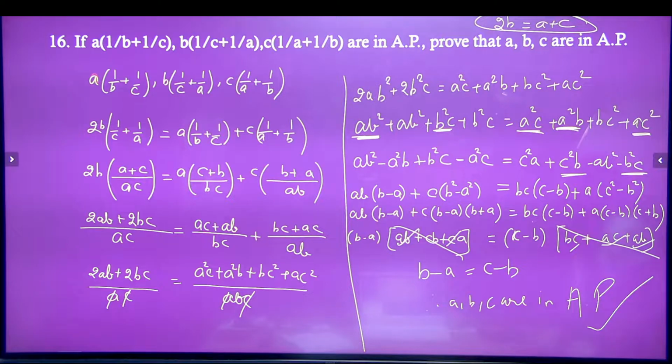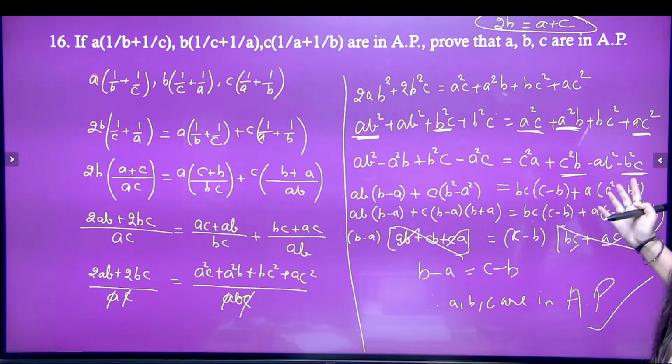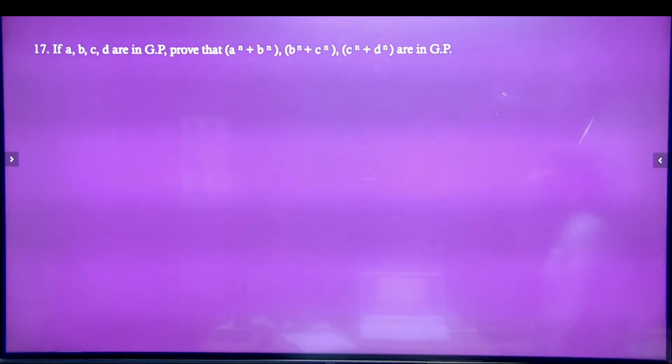So this is question number 16. So while solving, you can go through the pattern of one side so that you can assume or predict what should be the values in the right hand side. Okay, so this is question number 16. We are done with this question. Moving on to next question, that is question number 17.